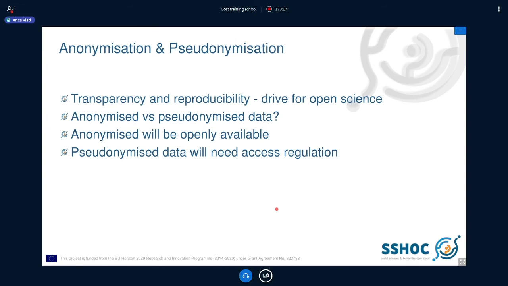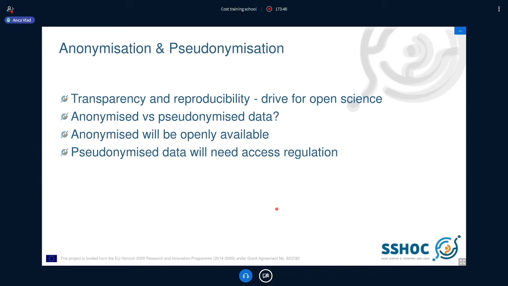Okay. In terms of anonymization and pseudonymization, of course it's quite a discussion here but I'll try to be as brief as possible. In terms of transparency and reproducibility, as I'm sure you know, there's a big drive out there for open science and having data as open as possible, but as closed as necessary, right?